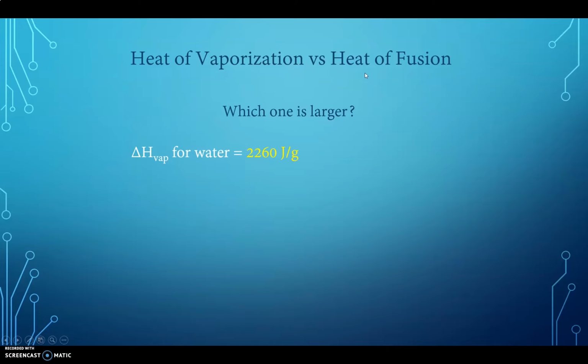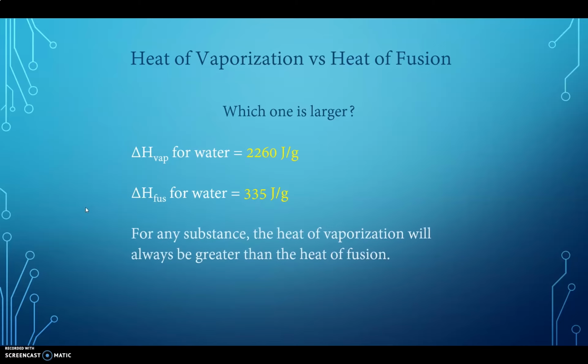So the question becomes very simple. What requires more energy, breaking bonds or loosening bonds? And logically, we would expect that breaking the bonds in vaporization ought to be greater, and it is. The heat of fusion for water is substantially less, about 1/7 as much. Only 335 joules are required to melt a gram of ice. 2,260 joules are needed to vaporize a gram of water. And this is true for all substances. No matter what the material is, the heat of vaporization is always going to be significantly greater than the heat of fusion.